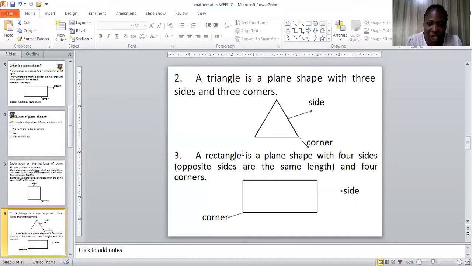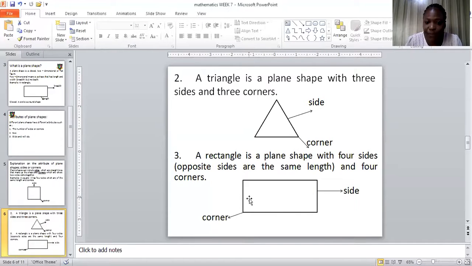The next shape we are looking at is a rectangle. A rectangle is a plane shape. Why is it a plane shape? Good, it's two-dimensional and it's a flat shape. And the attributes, how many sides does it have? The sides are 1, 2, 3, and 4.